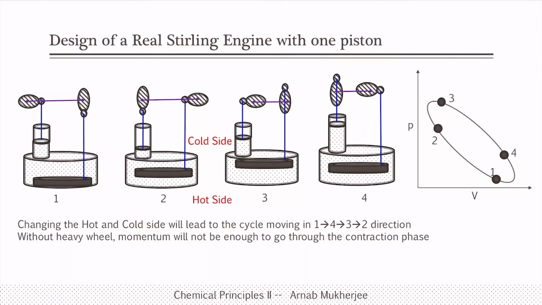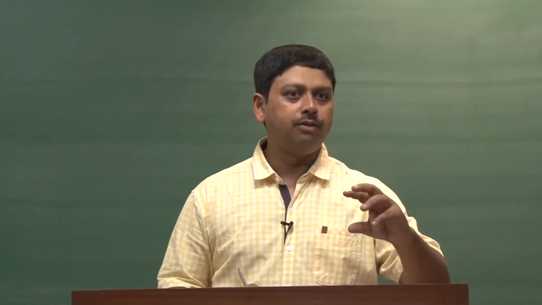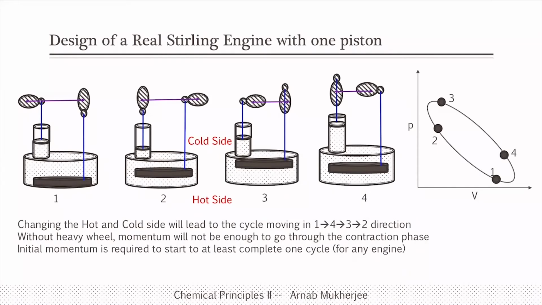Without the heavy wheel, the momentum will not be enough to go through the contraction phase. So, there is an expansion, there is a contraction. Initial momentum is required. So, if you just put it on top of a hot plate or cold plate and do not touch the engine, it will not work. At least you need to give an initial momentum, because the system is not always kept at 3, such that in the first step itself you will get the expansion to 4. Typically it is somewhere in the middle. So, therefore, you have to give it a push to at least cross one cycle once.